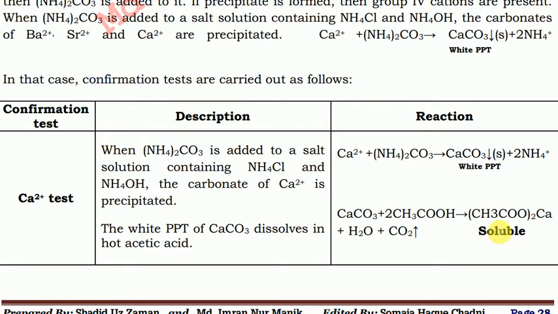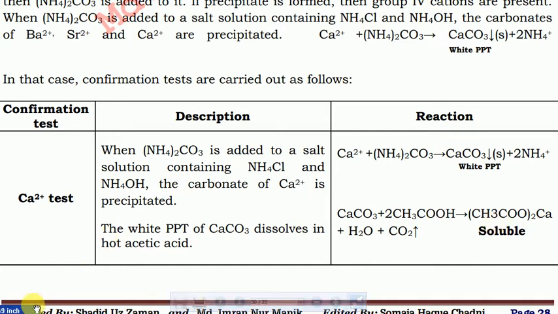Okay, let me state this again. We have to take the sample solution, and in the sample solution we have to add ammonium carbonate. Addition of ammonium carbonate will produce a white PPT of calcium carbonate. Then to this calcium carbonate containing test tube, we are going to add glacial acetic acid or hot acetic acid. Addition of glacial acetic acid will solubilize the PPT, because acetic acid will react with the calcium carbonate and produce calcium acetate, which is a soluble complex.